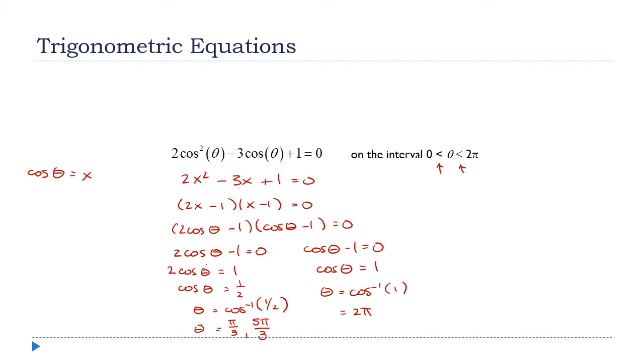Because I was limited to between 0 and 2 pi, I'm not going to do the 2k pi thing, right? Because that would take me outside of that restricted interval.